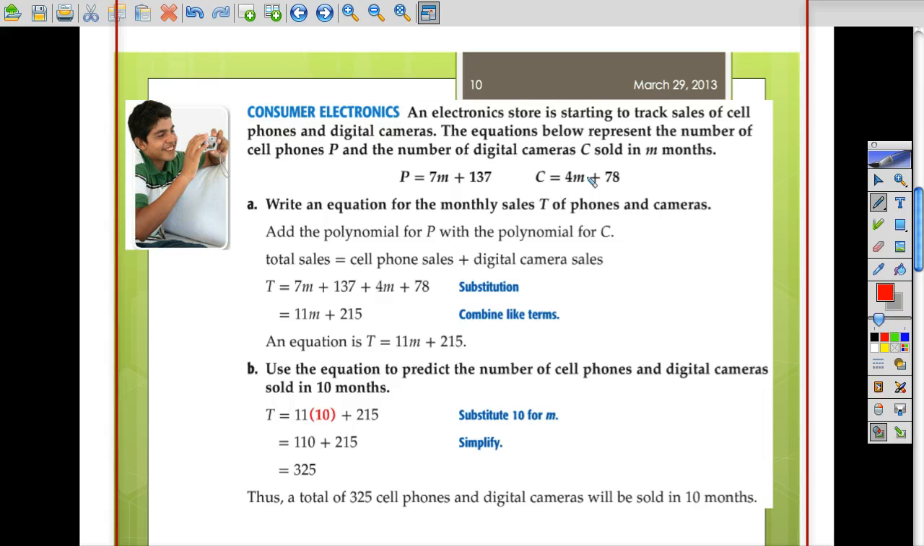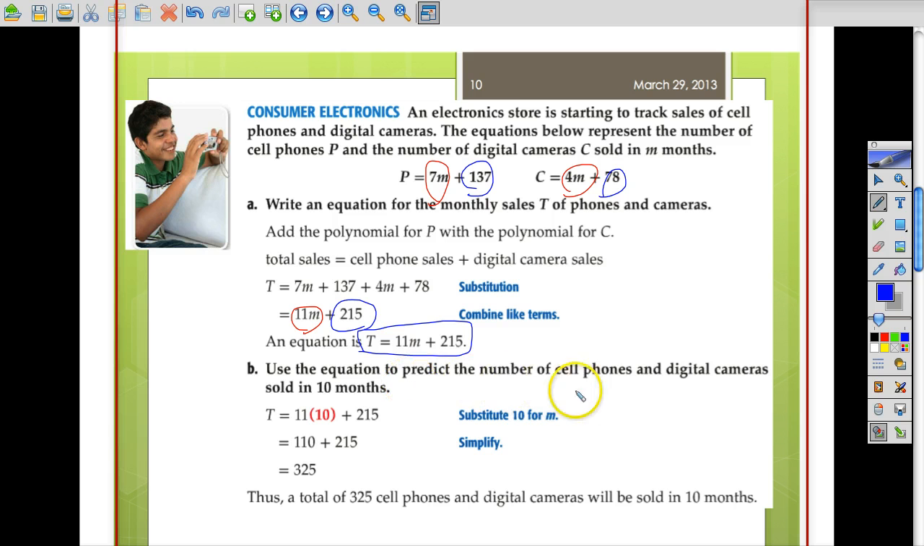Alright, so you have an equation here for P and C. Write an equation for the monthly sales T of phones and cameras. So you're going to combine the phone sales and the camera sales and represent that as T. So here you have 7M plus 4M, which became 11M. And then you have your numbers here, 137 plus 78 became 215. So T equals, here's your new equation combined.